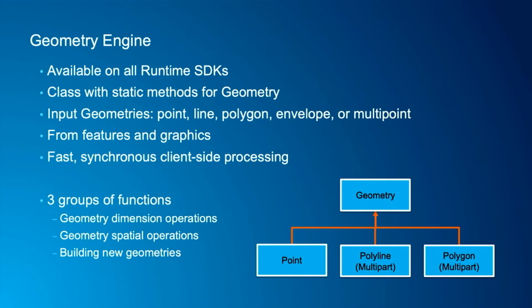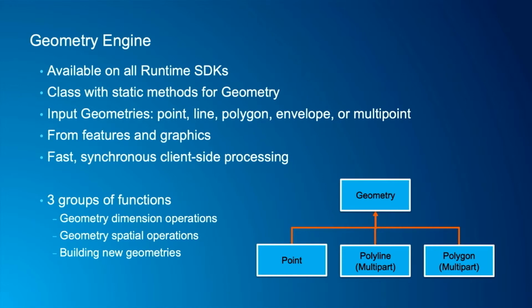Okay, so geometries. Like I said, geometries are at the heart of GIS. It's really what defines where all of our different vector data is drawing. But it also means that we can do analysis with that vector data. And we do that analysis with a class called the geometry engine. The geometry engine is available in all of our SDKs. It's a class with a bunch of static methods that take in geometries. Input geometries can be point, line, polygon, envelope, or multi-point.